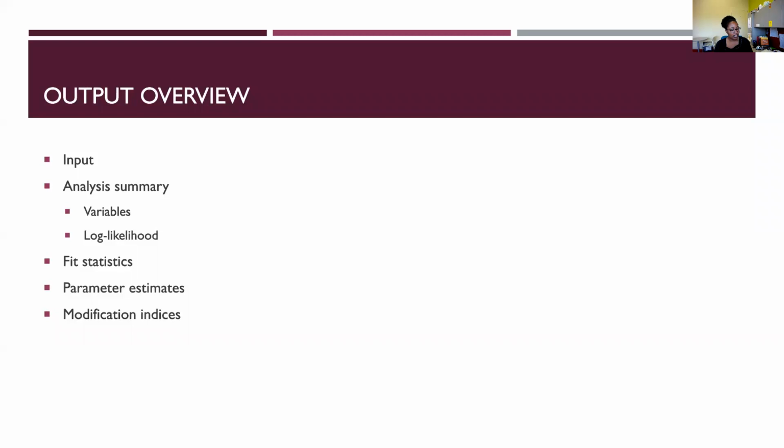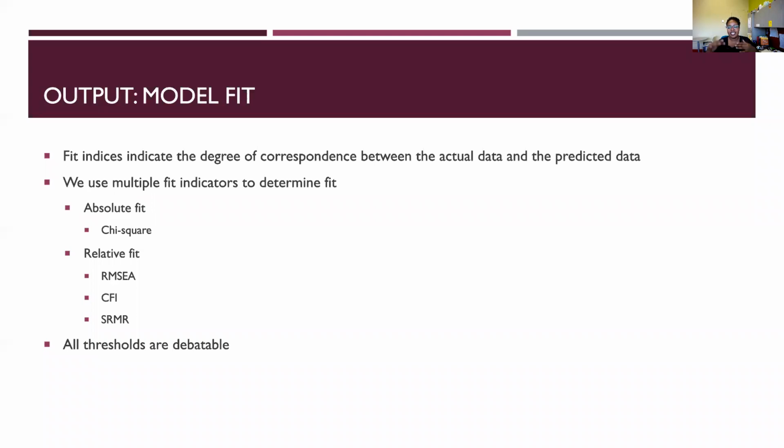Okay, so here's where we're going to go over the output and what it will look like in Stata and R. They're all going to be in different orders, but the first thing you generally look at is model fit. So we're going to get a number of numbers called fit indices. These numbers indicate the degree of correspondence between your actual data and your predicted data. Basically, how small did you minimize those errors between the model implied covariance matrix and your sample covariance matrix.